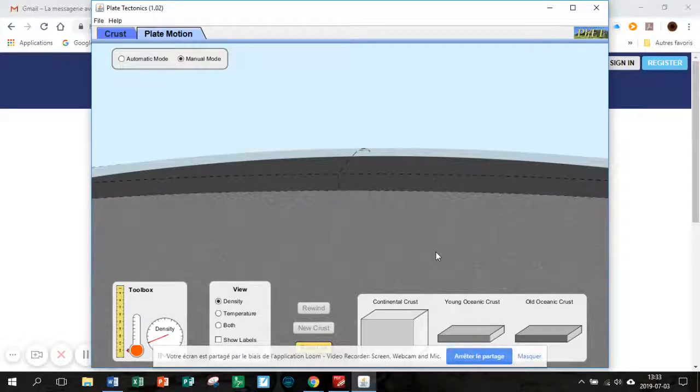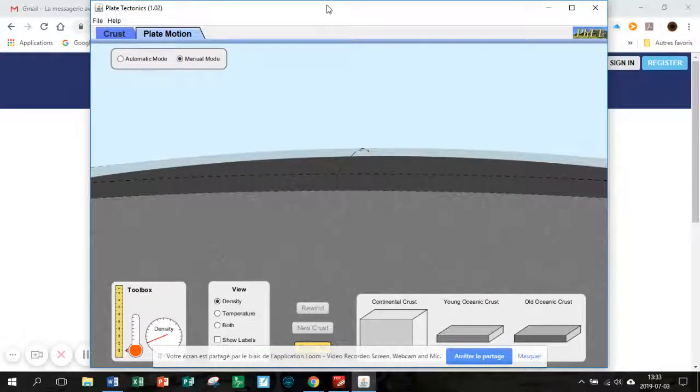Alright, so I'm going to do a quick lesson for 9th grade geography. I do apologize if some of the terms I use are wrong. I do typically teach this class in French. So initially we have this simulation from PhET, and it allows us to look at the different continental crusts and oceanic crusts and how they interact.